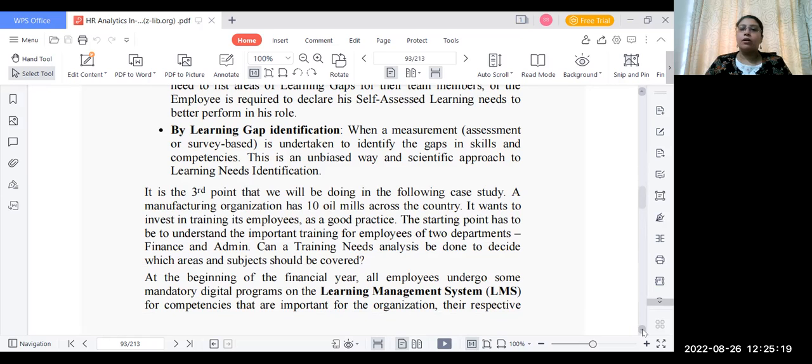The case study belongs to this particular manufacturing organization, which has 10 oil mills around the country, and it wants to invest in training its employees as a good practice. The starting point has to be to understand the training for employees of two predominant departments, finance and admin. Can a training need analysis be done to decide which areas and subjects should be covered for each of the employees?